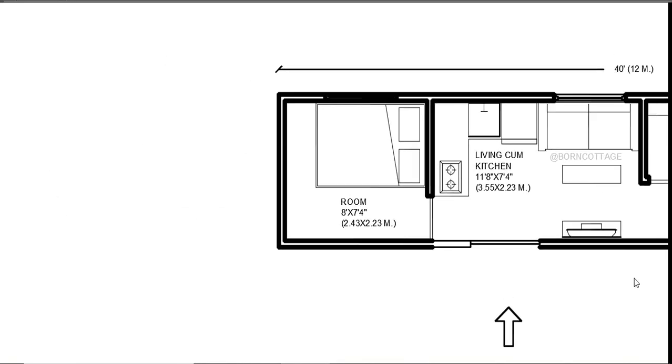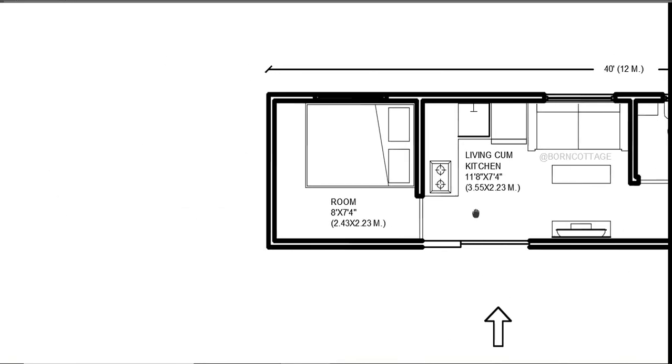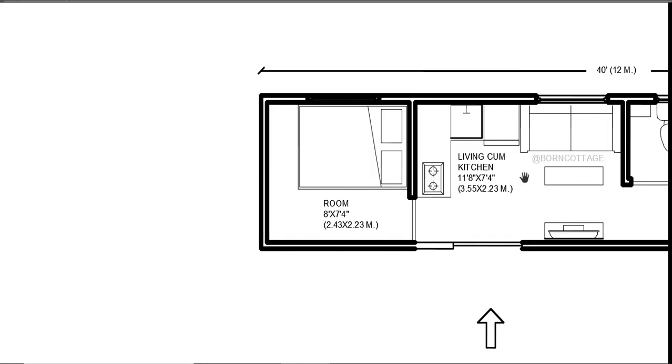In the front we have a door here. After that we will go inside. So we have living plus kitchen area. You can see here the sofa arrangement, tea table arrangement, TV unit arrangement, and also kitchen cabinet with burner, sink and refrigerator arrangement. And on the left side we have bedroom here.